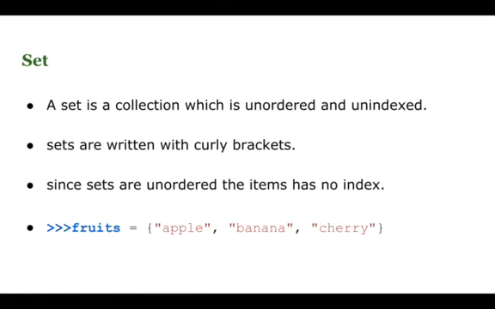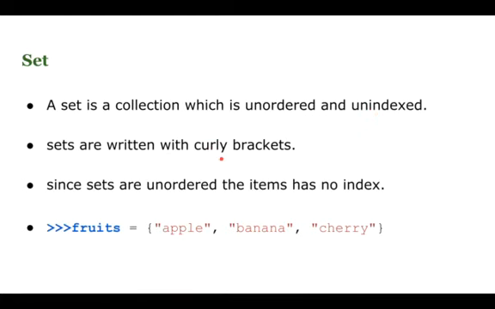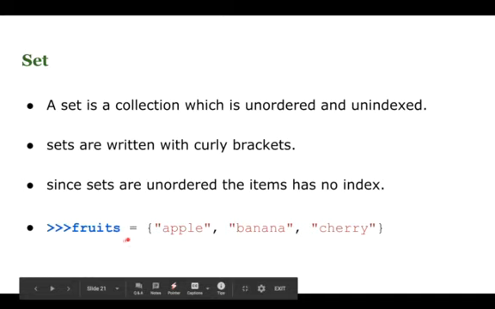And the last data type is the set data type, and it is a collection again, but it is unordered and unindexed, and sets are written with curly brackets as in the case of dictionaries. Since they are unordered, the items have no index here. Okay, various methods are used to access the items in the set, which we will be seeing in the later videos.